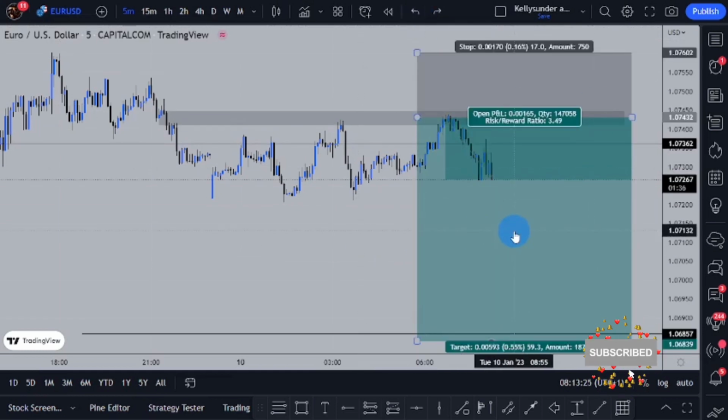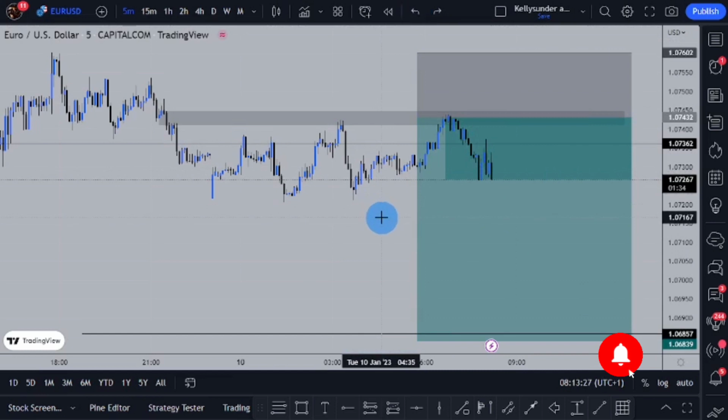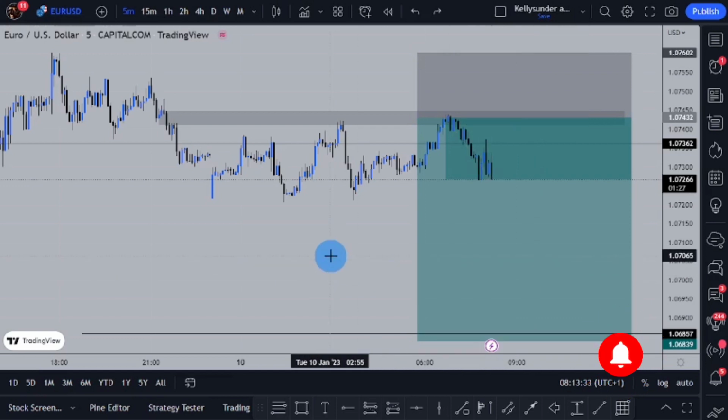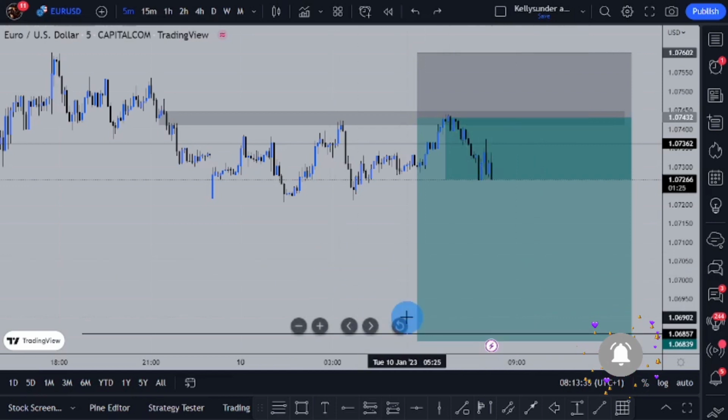And currently it's 16 pips in profit out of a 59 or 60 pip target. So the day is just starting. This is just London and it's still early. Let's see what today brings.